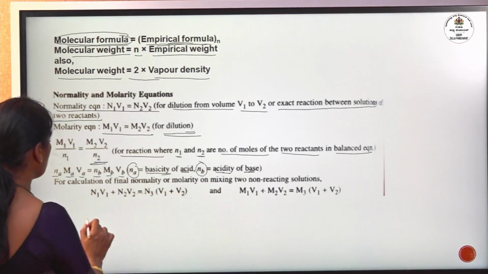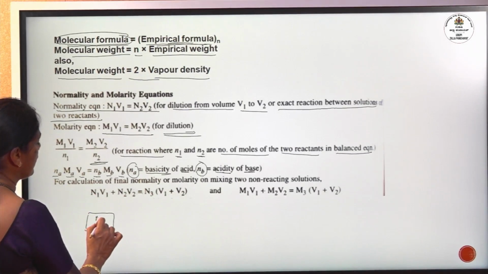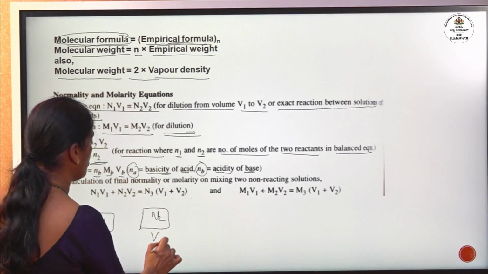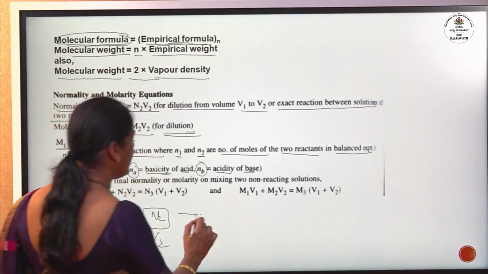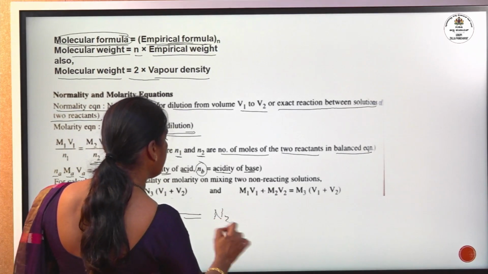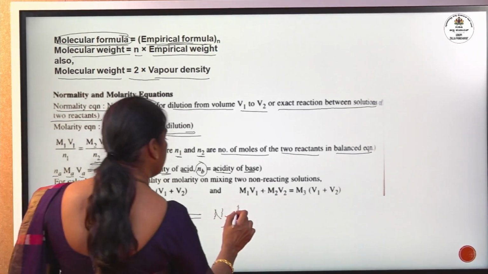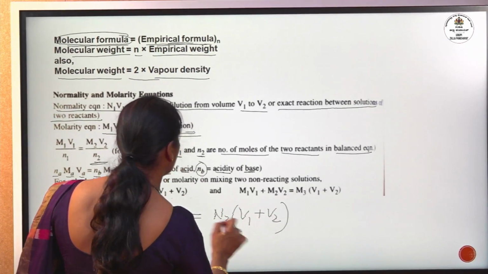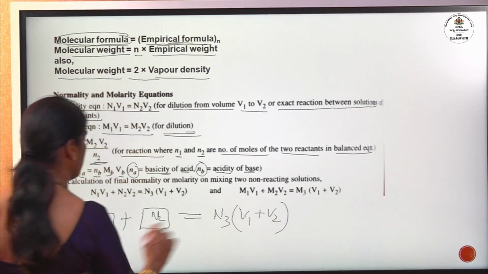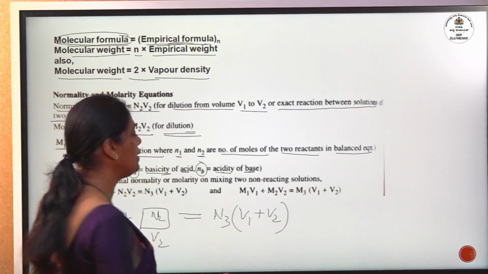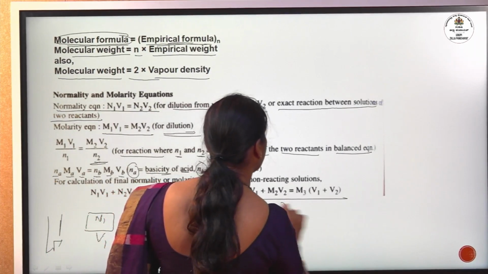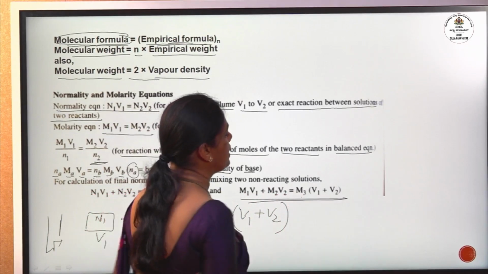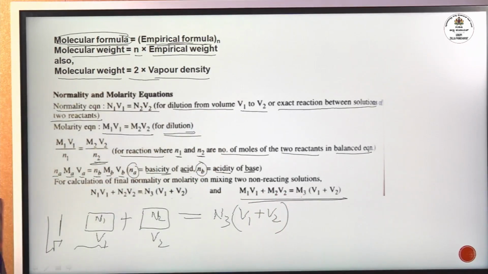Now, if we have two solutions, say first solution with strength N1 and volume V1, second solution with strength N2, volume V2, if we mix these two, we get a new solution whose strength can be represented as N3, then it can be found out by this equation. So, N1V1 plus N2V2 is equal to (V1 plus V2) into N3, by this we can find out the strength of the resulting solution. Similarly, if molarity is used, M1V1 plus M2V2 is equal to M3 into (V1 plus V2).